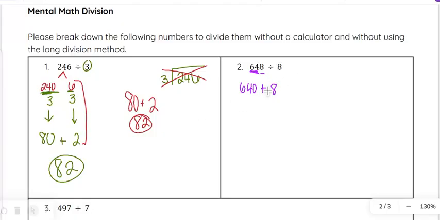So if I look at 640 and 8 separately, those added together are 648. If I can divide each of those by 8, then I just add what I get out of that, the quotient, and that's going to give me my answer overall. So 640 divided by 8, I would look at 64 divided by 8 is 8. So 640 divided by 8 is 80. And then 8 divided by 8 is 1. So 81 would be my answer there.